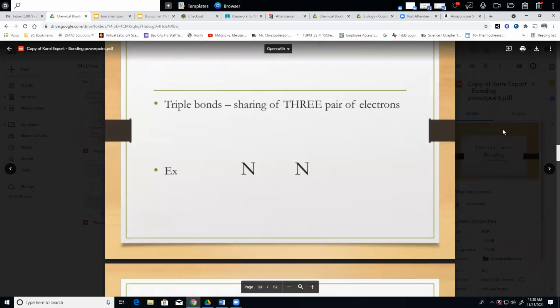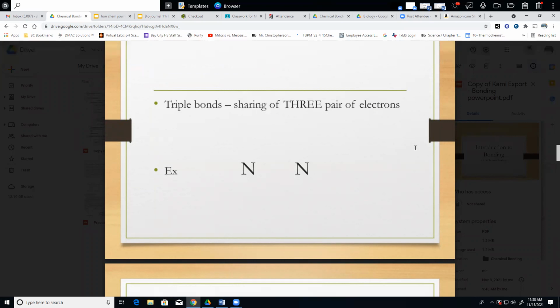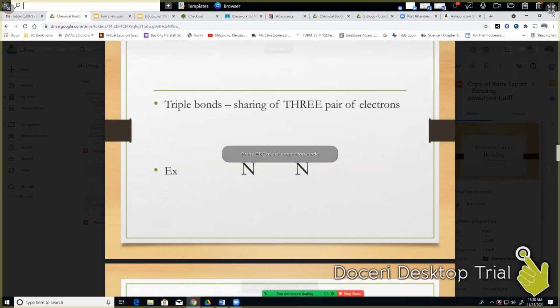All right, triple bond, sharing of 3 pairs of electrons. Like we said, nitrogen tends to do this. So for diatomic nitrogen, we have a triple bond in the middle, which is made up of a total of 6 electrons. And then each one still has its lone pair that it keeps.